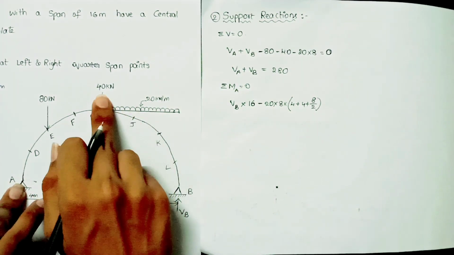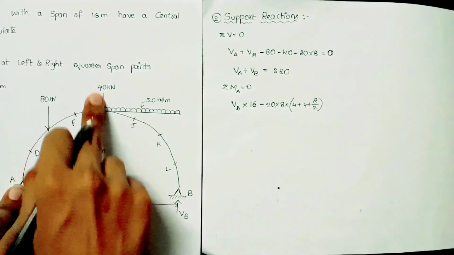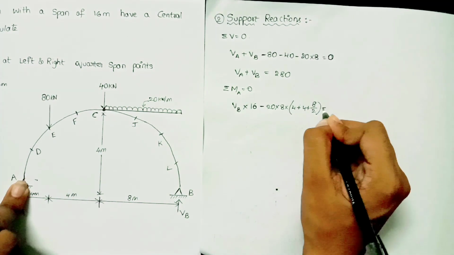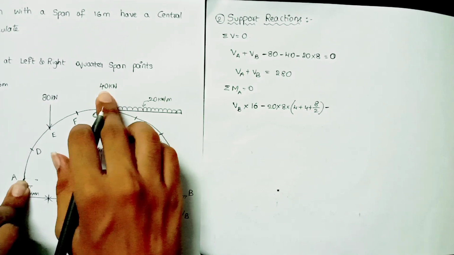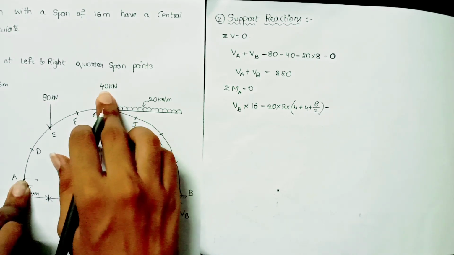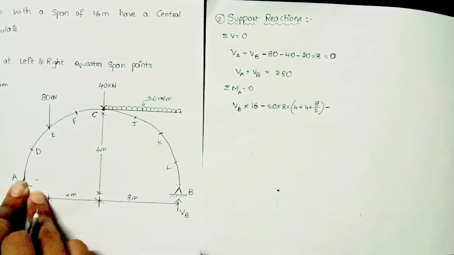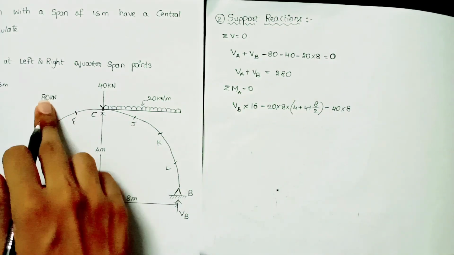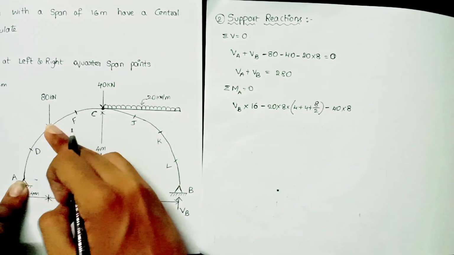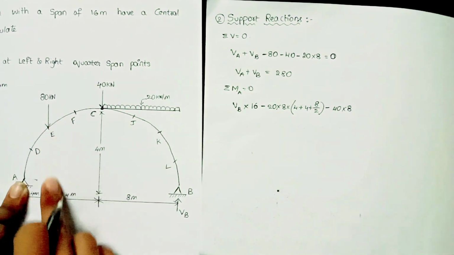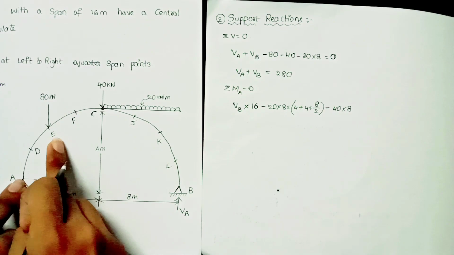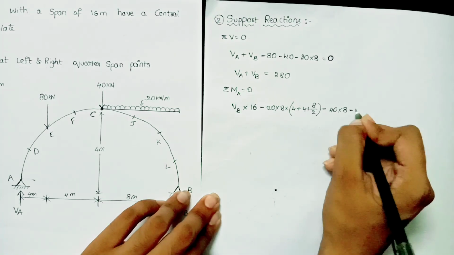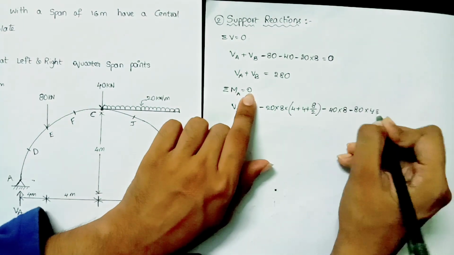Now after the UDL there is the 40 kilonewton load. So 40 into the perpendicular distance 4 plus 4, that means 8. This load is also making the arch move in the downward direction, that means hogging moment, so negative 40 into 8. Now this 80 load is remaining: 80 into the perpendicular distance 4. This is also making the arch move downward, so it is also hogging moment. So minus 80 into 4, finally equal to 0.